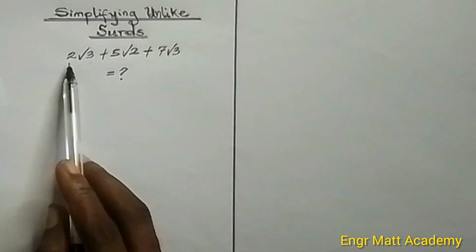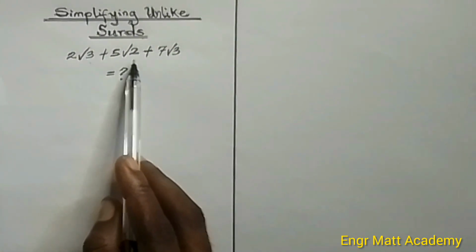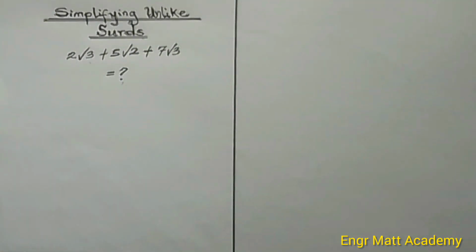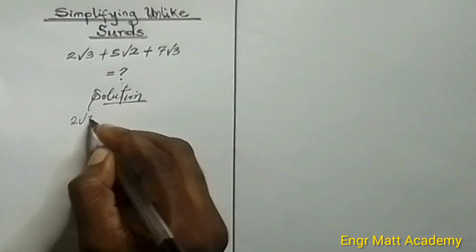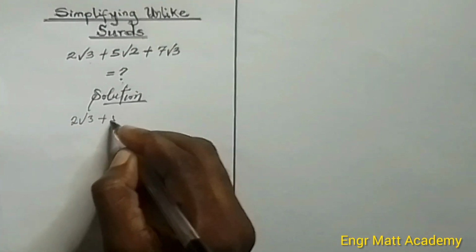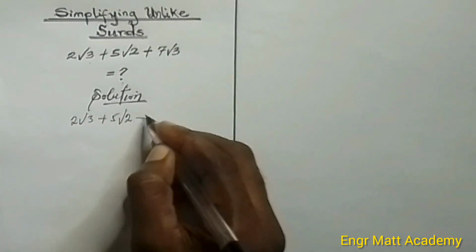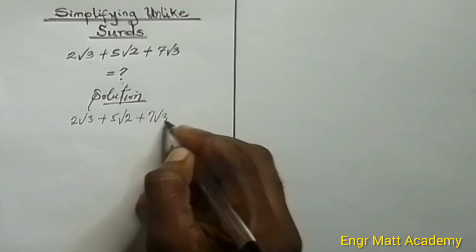If you see 2 root 3 plus 5 root 2 plus 7 root 3, what will you do? Can you simplify it? Without wasting time, let's see how that can be done. So we have 2 root 3 plus 5 root 2 plus 7 root 3.